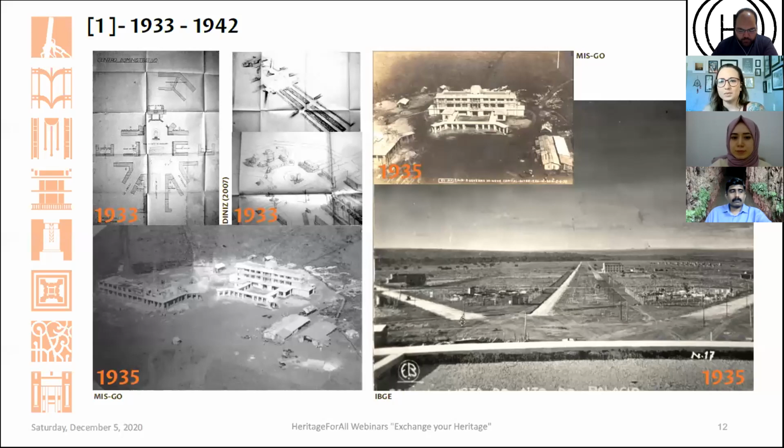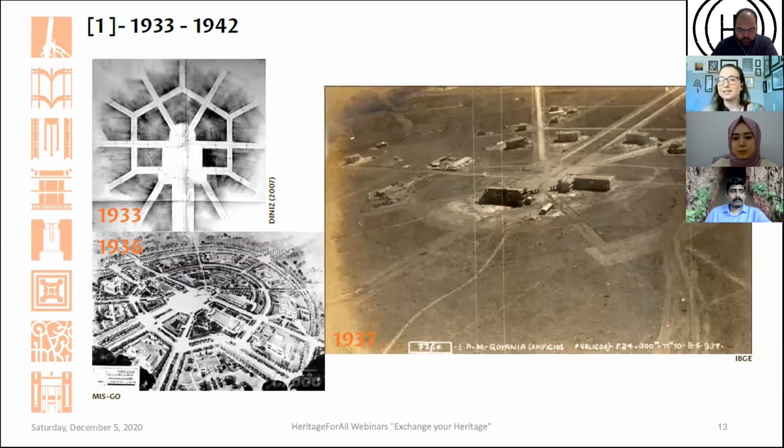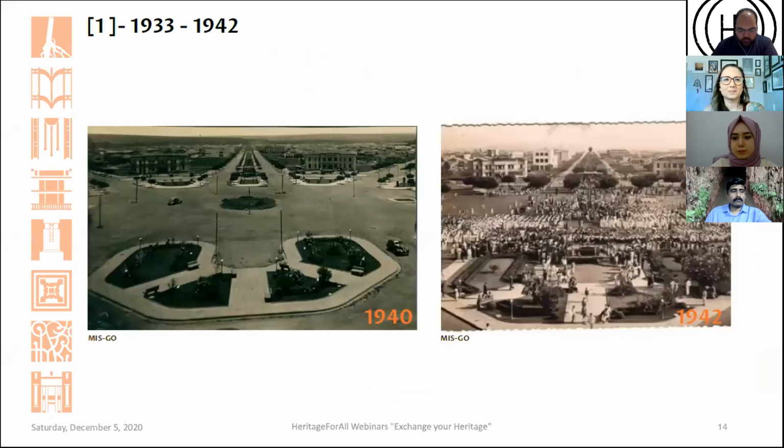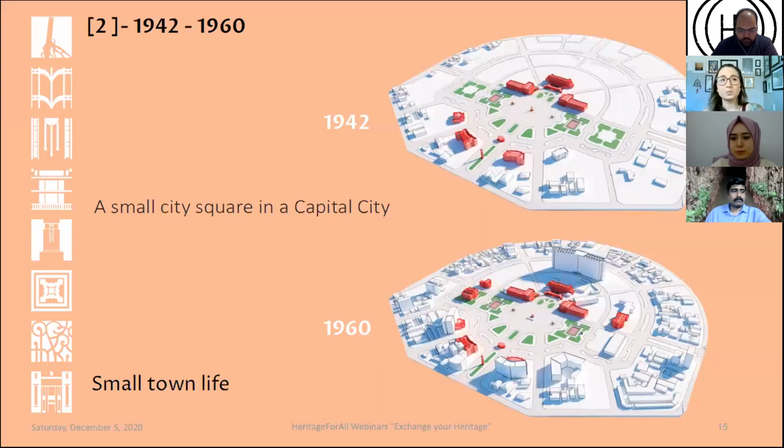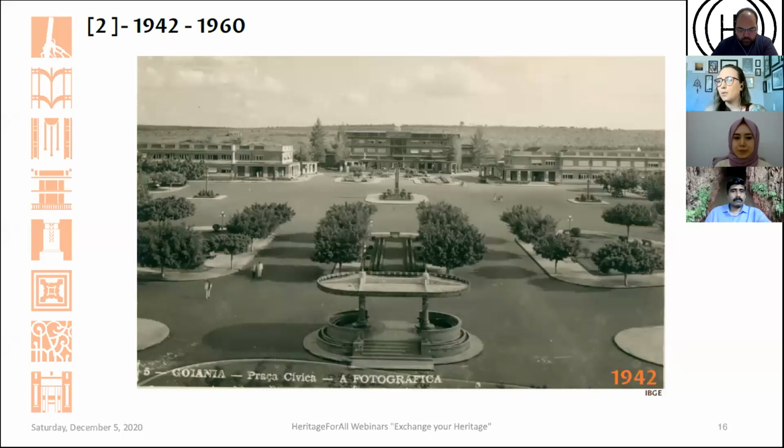So those are some of the first photos of the place, the first pictures, there's nothing on the side. So it's a very utopian place. But in 42, we already had a city. And from then on, I consider the second moment, a small city and a capital city. In 42, it was the capital of the state of Goiás, but it was a simple life, a simple small town square. We have people walking, bikes, all the small city life running.